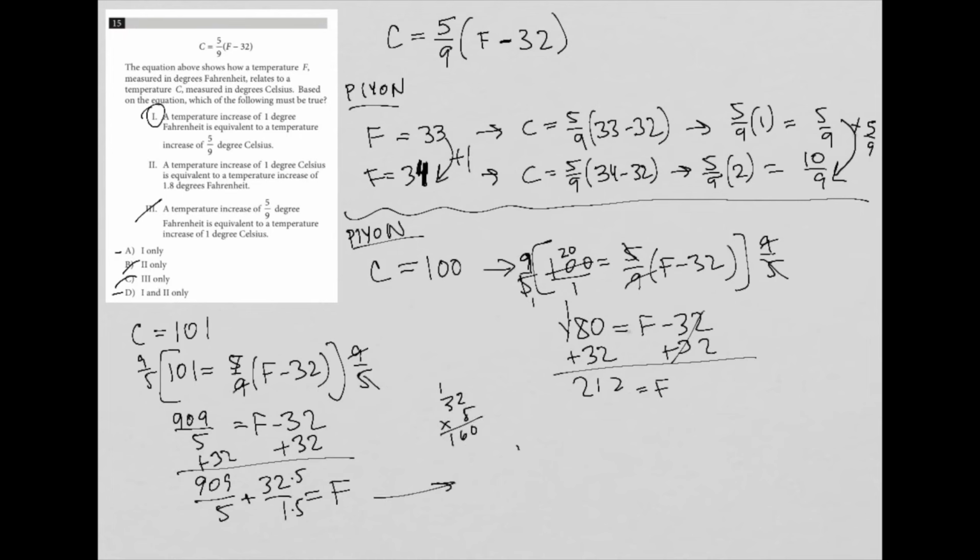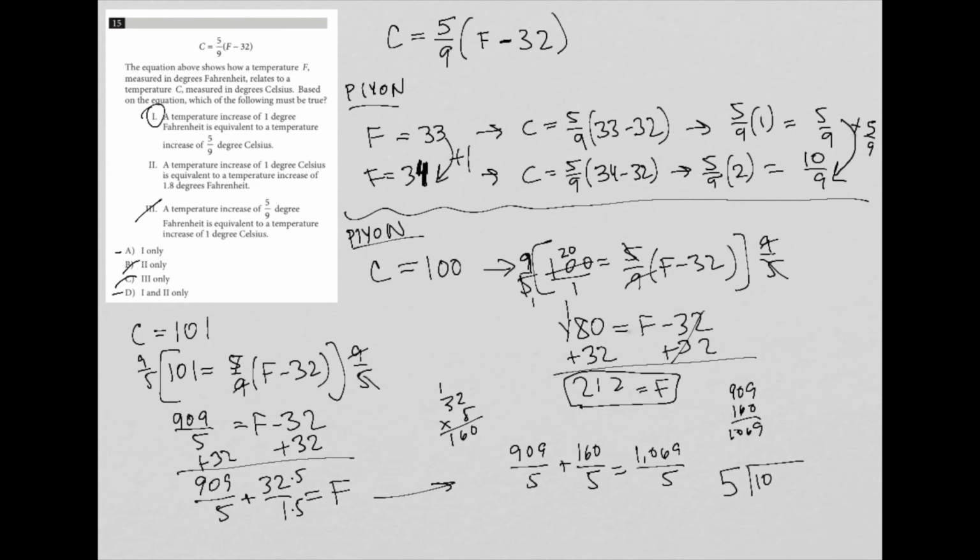So now I'd have 909 over 5 plus 160 over 5, which is equal to, again, 909 plus 160. So I'd have 1,069 over 5 will be my new Fahrenheit temperature versus the 212 that I had initially here. And the question is, is it an increase of 1.8? Well, I can divide 5 into 1,069, and let's see what I get as a decimal.